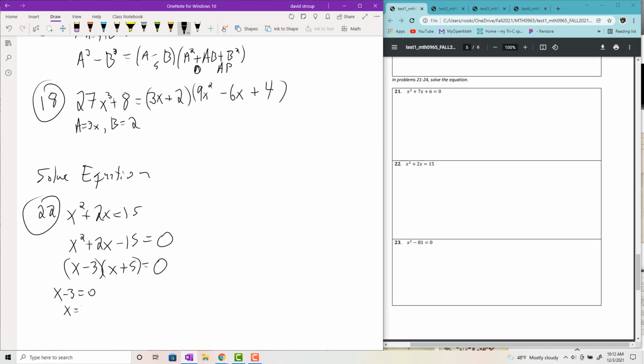So you get x equals 3. And then x plus 5 is 0. So you get x equals negative 5. Those would be your two answers.